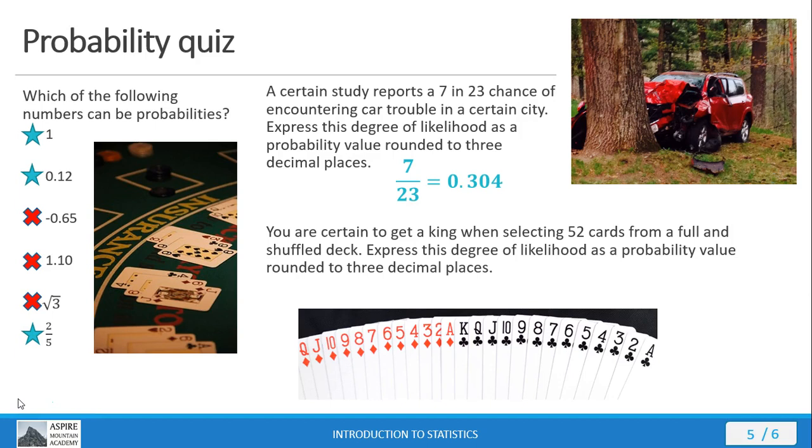You don't have numbers like in the previous example, but you do have a key phrase. That key phrase is, you are certain. What probability corresponds to an event that is certain to happen? I hope you just said 1 or 100% because that's what it is. You are certain means the event is going to happen. That means the probability is 100%, or expressed in decimal form, 1.000, since we're asked to round to 3 decimal places.